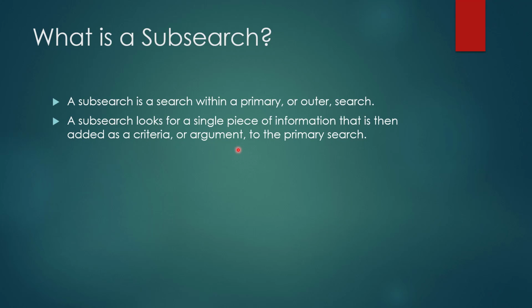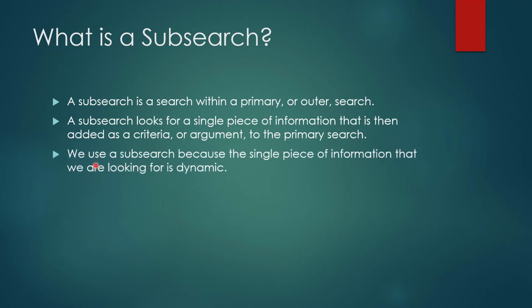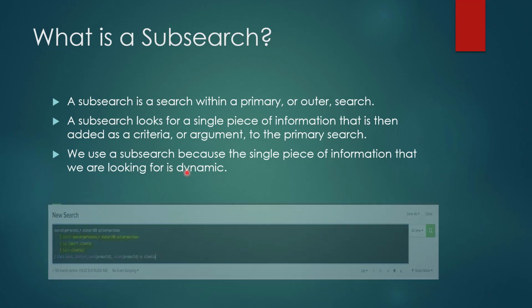Now those arguments you can generate dynamically as well using a subsearch. That's the primary reason behind using a subsearch, because we will not know those arguments or filter conditions beforehand. They will always be changing, right? So that's why we generate those arguments dynamically. That's the reason we mainly use subsearch, because the single piece of information we are looking for is dynamic. We'll see examples for this as well.